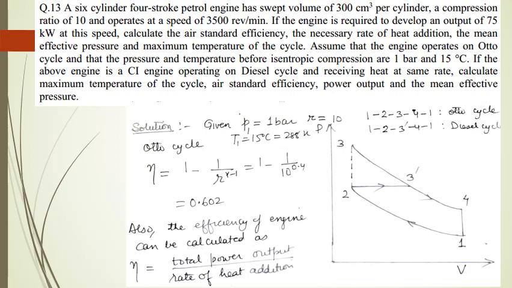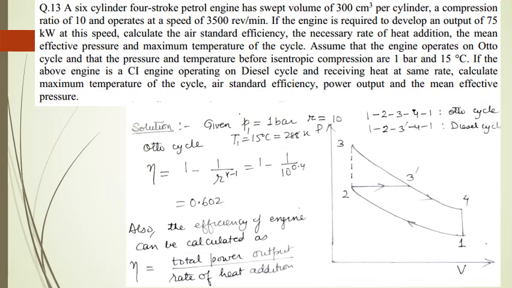In the subsequent slides, we will also determine the heat input rate, and that is going to remain the same for both the engines. Now for these same data, that is P1, T1, same compression ratio and the same heat input rate, we are comparing the two engines. First of all, for the Otto cycle, we calculate the air standard efficiency, which is equal to 1 minus 1 upon r raised to the power gamma minus 1, and that comes out to be 0.602.